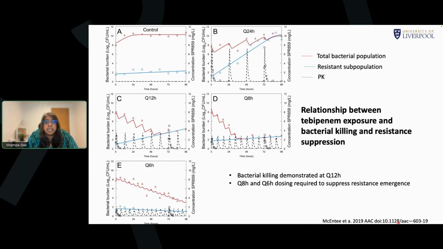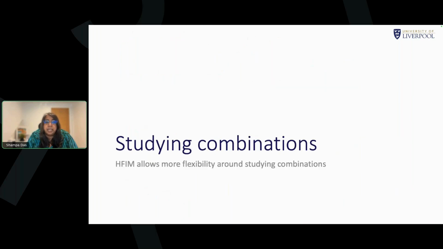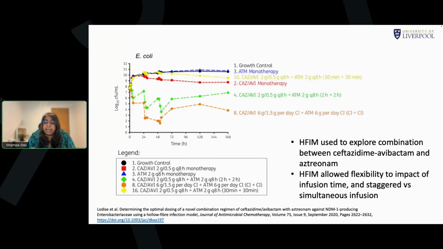So moving on now to combinations. The hollow fiber gives you a bit more flexibility in being able to study combinations. So this example was taken from looking at dosage regimens of Astraeanam now given in combination with ceftazidime avibactam. So this was done because for a long time Astraeanam avibactam was in development, and actually people were needing to use something for patients who were infected with pathogens that expressed an NDM, where Astraeanam was no longer efficacious.